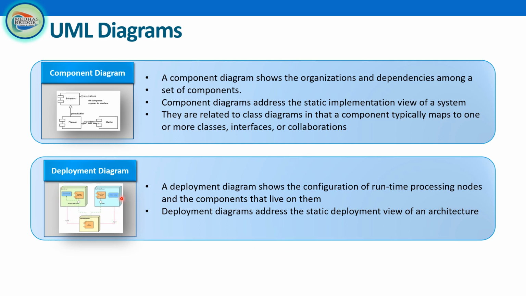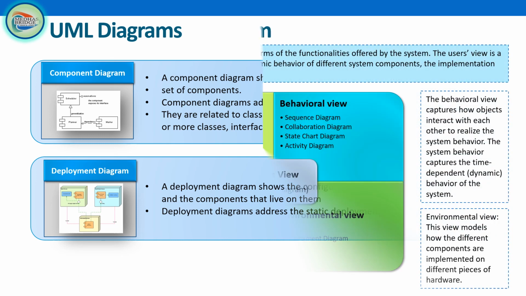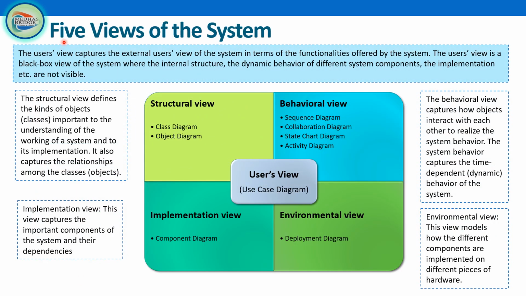Look at, for example, five views of the system. Sometimes we call it the 4+1 views of the system too. The user's view captures the external user's view of the system in terms of the functionality offered by the system. The user's view is a black box view of the system where the internal structures, dynamic behavior of different system components, the implementation, etc. are not visible.